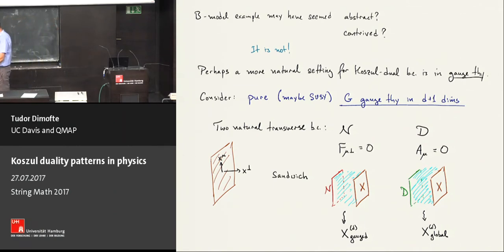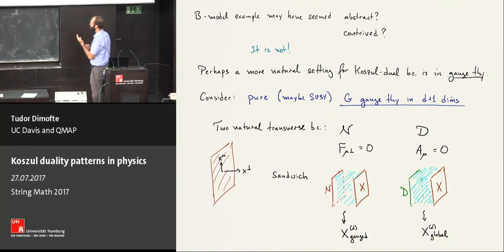One of them, Neumann, preserves gauge symmetry at the boundary. And in terms of fields, it sets the mixed components of the curvature to 0. In other words, F with a component along the boundary and one component perpendicular to the boundary. The other one, Dirichlet, breaks gauge symmetry at the boundary to a flavor symmetry. And in terms of fields, it sets the connection along the boundary to 0.